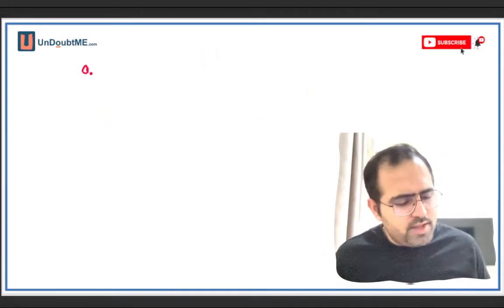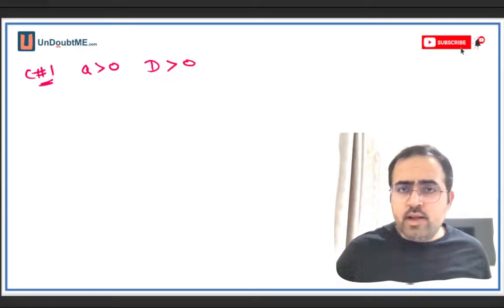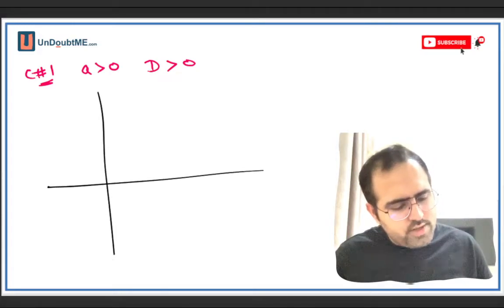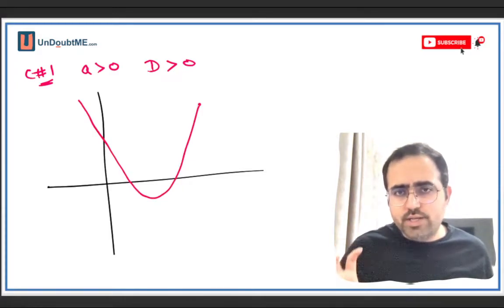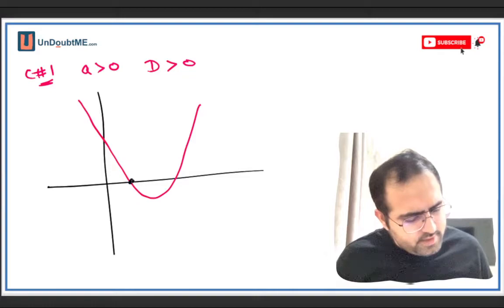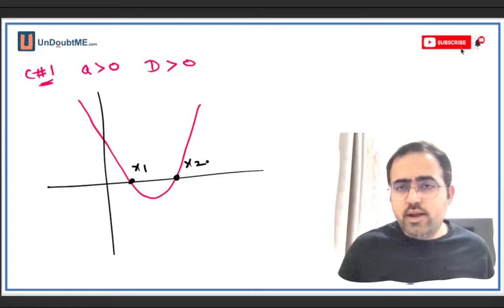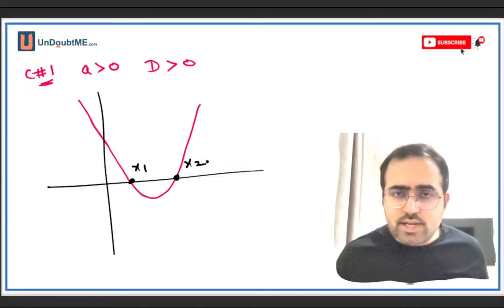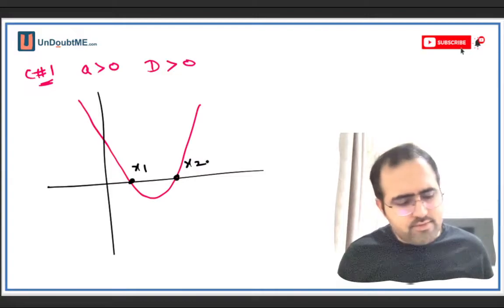Case number 1 will be a positive, d positive. This is a case when it is an upward parabola and there will be two distinct roots. How will the graph look on the coordinate axis? It will somewhat look like this. This is just an illustrative graph, where these two are the x values, x1 and x2. The graph is intersecting the x-axis at two different points, meaning there will be real and distinct roots. And it is an upward parabola, meaning it is a positive case.